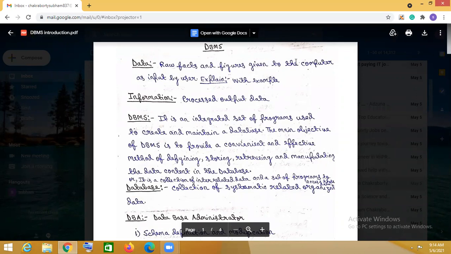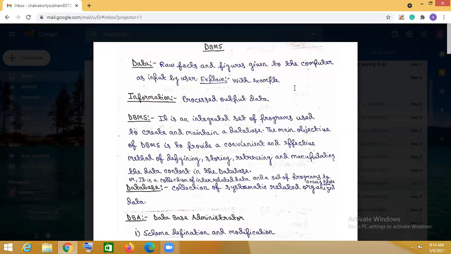So this is mainly database, which focuses on the collection of systematic, related, organized data, for organizing the data and storing the data in a table format. DBMS, that's why it is called database management system. Managing the database is the main focus of the DBMS.